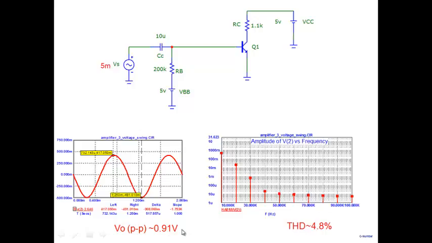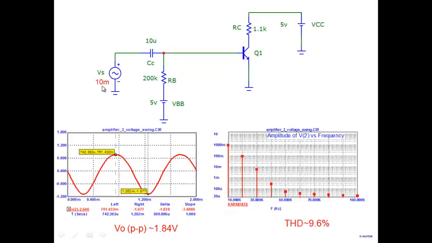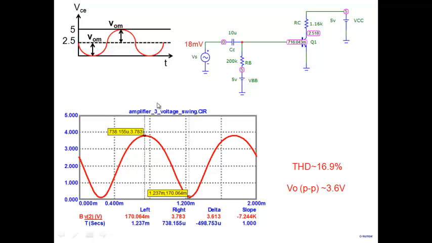Well, do you want higher swing? Well, I can apply a higher value of voltage here. I apply 10 millivolt. 10 millivolt peak to peak value is 1.84. Harmonic distortion is 9.6%. Well, if you want even higher swing, yes, I can give you higher swing by applying even higher value of input voltage. But remember, THD will also go up.